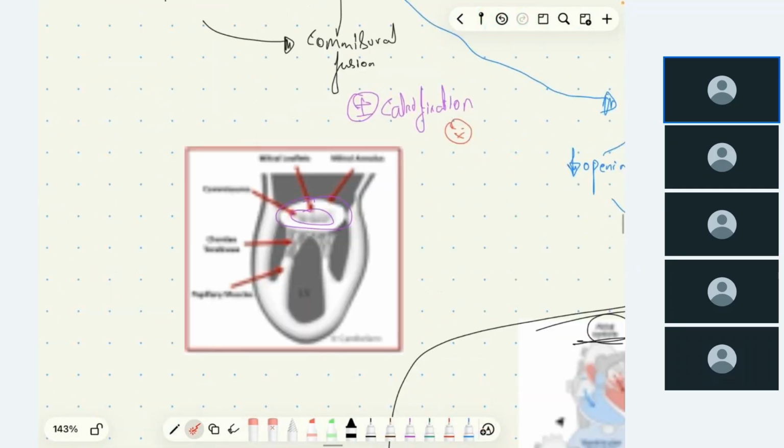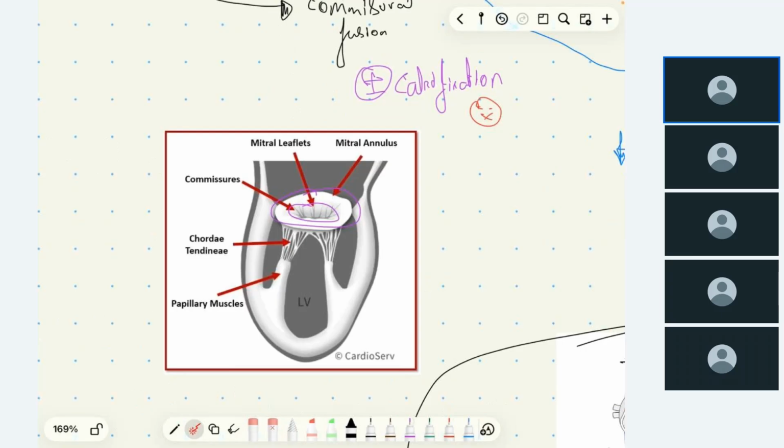Before that, guys, sorry, I had to mention the anatomy before itself. I'll mention it for you now. In the valve, we have leaflets, that is anterior and posterior leaflets. The joining area of those two leaflets is called commissure. The periphery of the leaflets has fibrous thickening called annulus. The valve is attached to papillary muscles through chordae tendineae. These are fibrotic bands. And then we have papillary muscles, which are projections from the myocardium of ventricles.